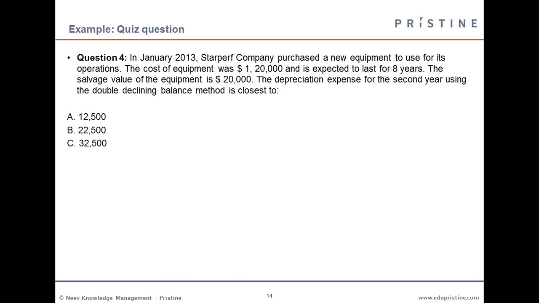So here's an example. There's a company which bought an equipment worth 1,20,000 and it's expected to last for 8 years. So here we have the expected life and the cost of the equipment. Again, this question is on par with CFA level 1 questions. Here we have the salvage value, which is 20,000. So what they are asking is to calculate the depreciation expense in the second year using double declining balance method.